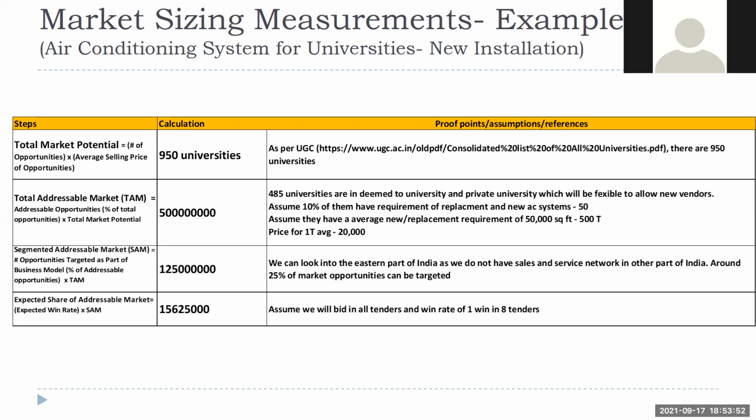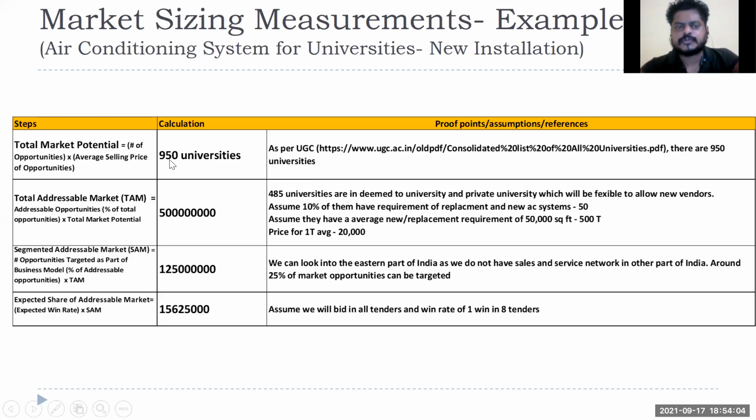Sir, in total market potential, you haven't multiplied the average selling price of opportunities. Yes, I should have done that. Correct. Like I said, most of the time we do not use the total market potential, so I did not spend much time on it. But yes, going by what I have shown in the slide, ideally I should have gone by 950 universities. Each university has a requirement of around 500 ton, so 950 into 500 ton multiplied by 20,000 rupees would be my total market potential.